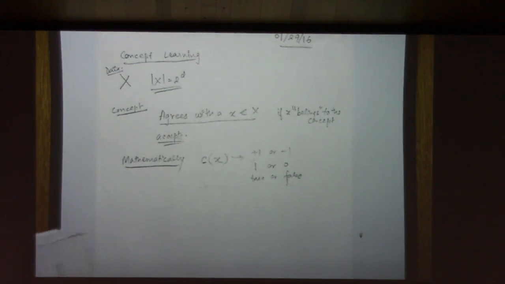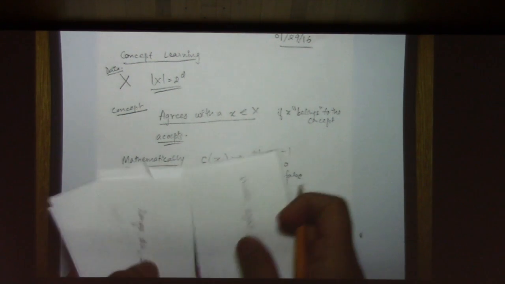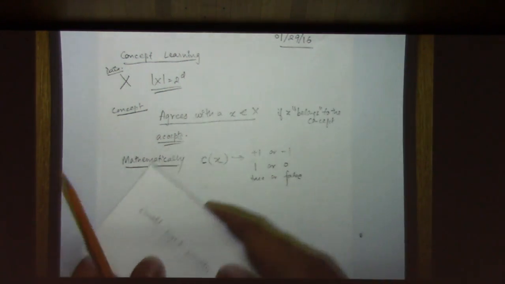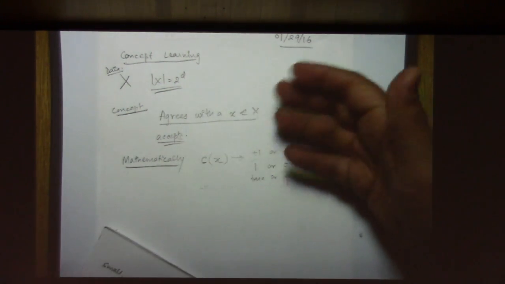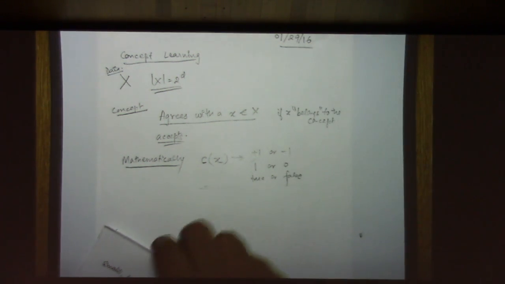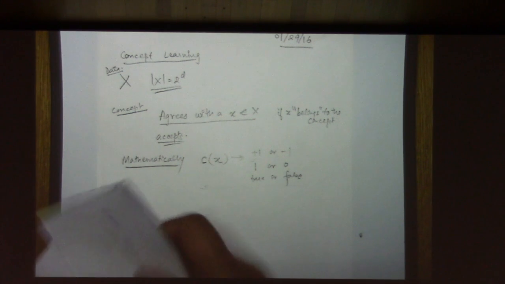2 raised to D, right? It's a combinatorial thing. So you can either put them... There could be a concept which accepts all of them and rejects nothing. There could be one which calls nothing as positive, or nothing as accepting. That's another one. There could be one which calls one of them as positive and everything else as negative.